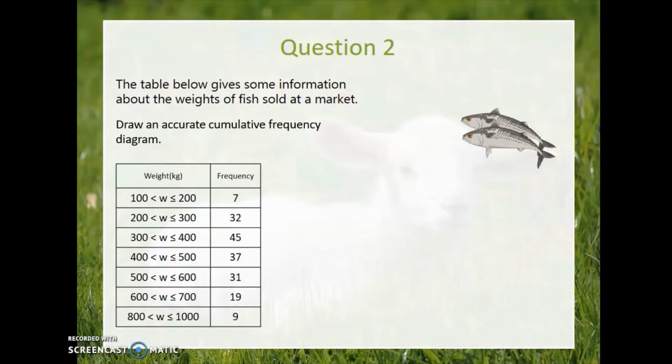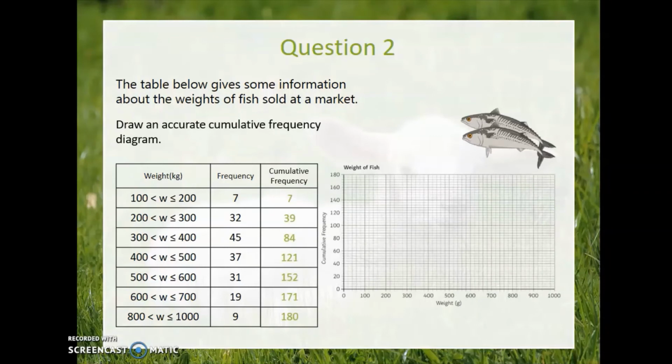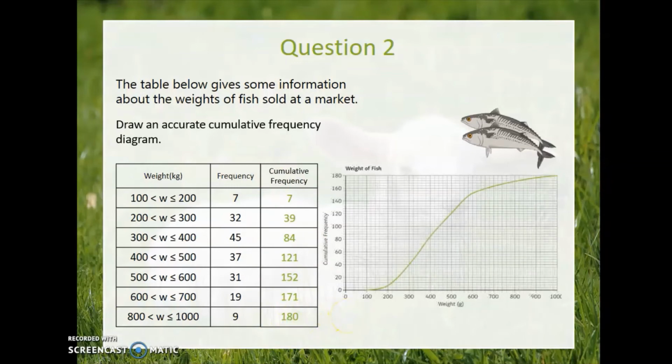Okay, welcome back. Your cumulative frequency table should look like so. With the values here, we can now see that there was 180 fish sold at the market. If you were to go ahead and draw the cumulative frequency graph, it should look something like this.